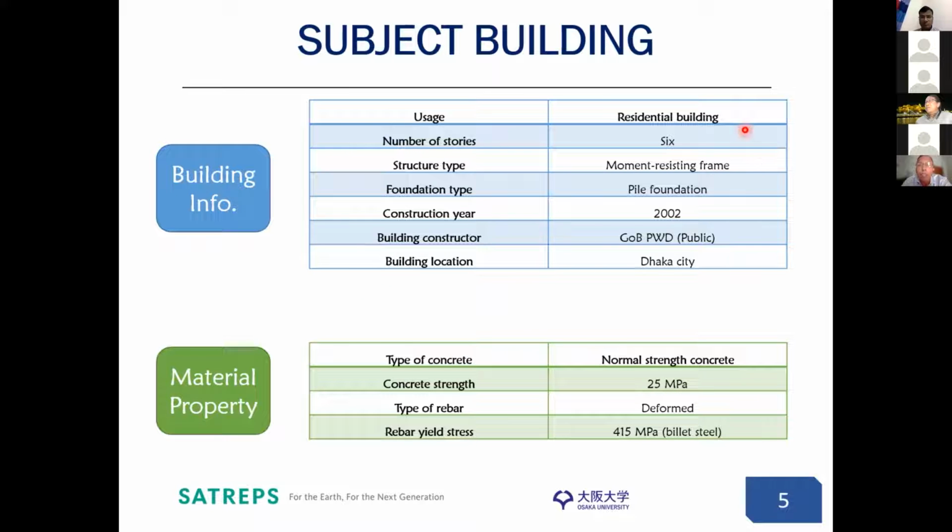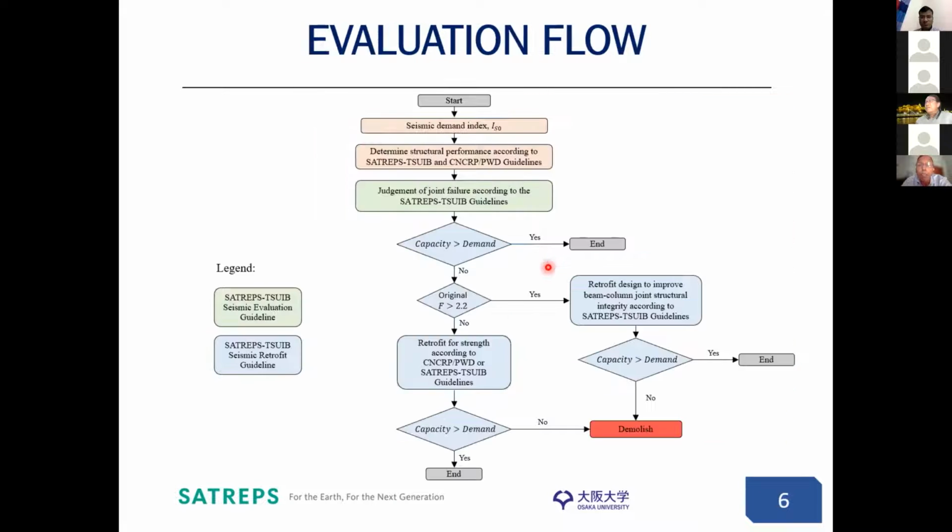So the basic information of the building is: a 6-story Bangladeshi building, moment resisting type. Foundation is pile foundation. The building's construction year is 2002, and it was constructed by the Public Works Department under the government of Bangladesh. Its location is in Dhaka city. And the material properties for this building were 25 MPa for concrete strength and 450 MPa for rebar strength, and deformed rebars were used for this building.